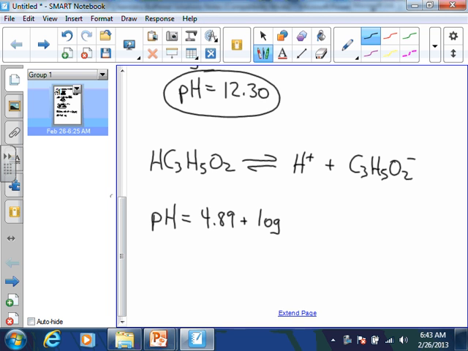But do I really need to do this? They're equal, right? So if we have 0.05 over 0.05, that part cancels out. Our pH is 4.89 initially. So that's kind of nice and easy when they're equal. All you have to do is find the pKa, and then you've got your pH.